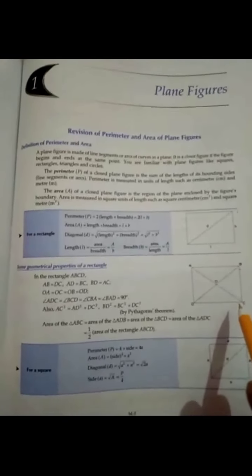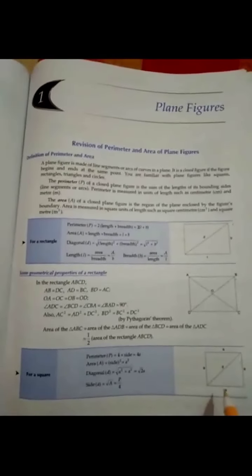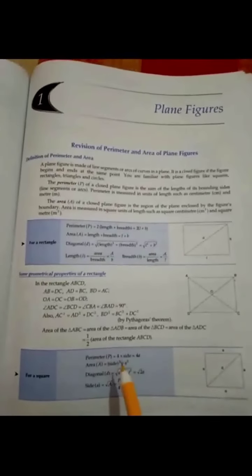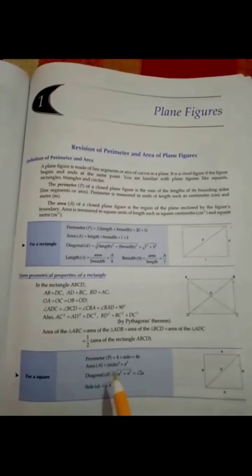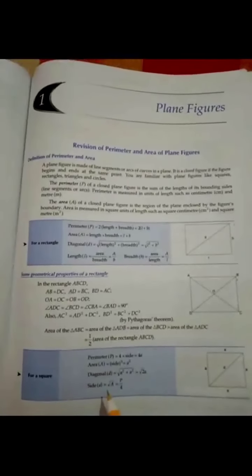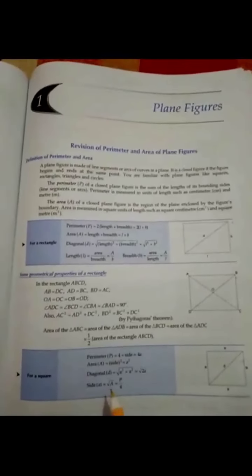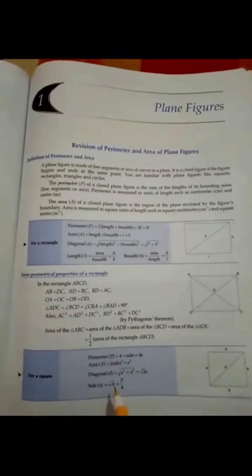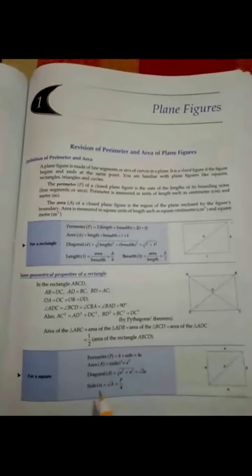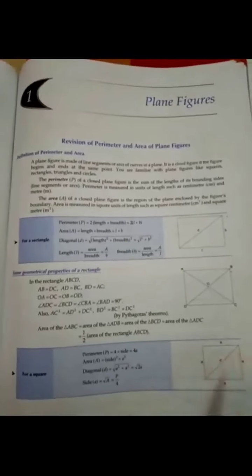Next, about square. In a square we know that all the four sides are equal. If we have to find the perimeter, we know that the sum of all sides of a plane figure is the perimeter. So the perimeter of a square is 4 into side. Area is side square, diagonal is root 2 a, and if area is given and we have to find the side, then side is square root of area, and if perimeter is given and we have to find the side, then the formula is side equals perimeter upon 4. Clear?